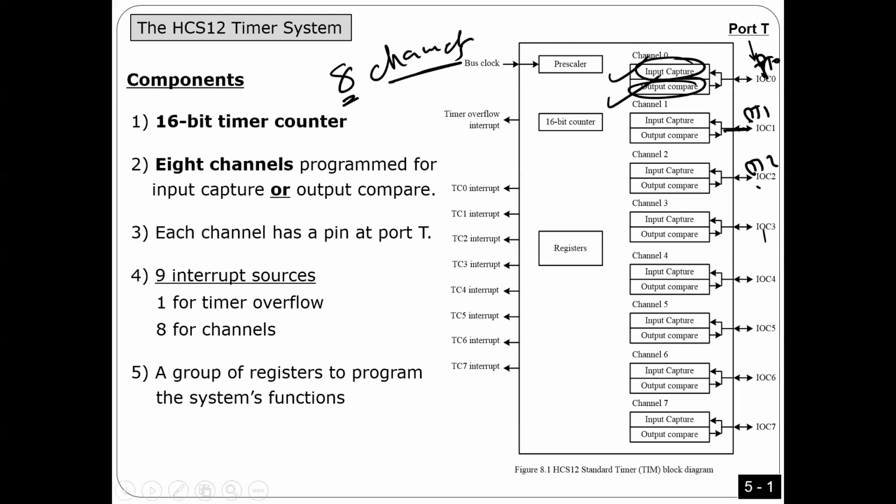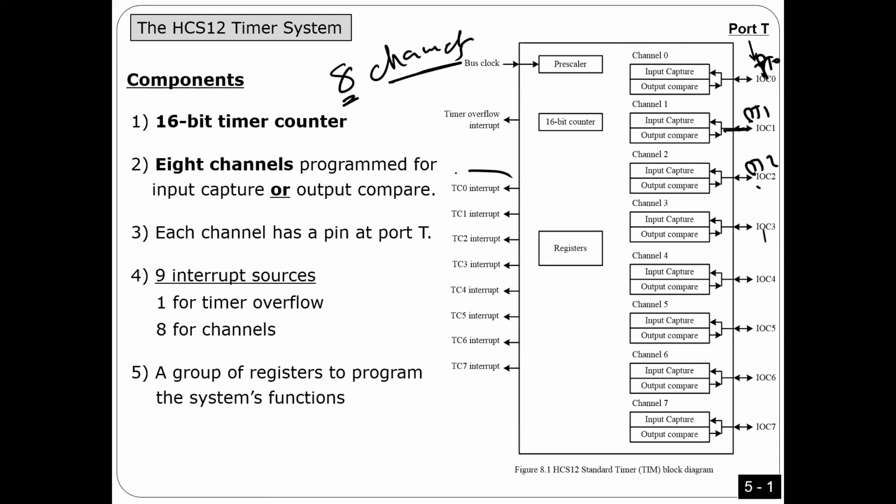Here the timer system can be used to do input capture or output compare. I'm going to explain what this is for sure. But you can program every channel to do only one of them at a time. Similar to a pin, when you program a pin, it can be an input or output pin at a certain time. As you see here, we have 8 channels. Every channel has a pin. Also, every channel can trigger an interrupt. This is one more thing.